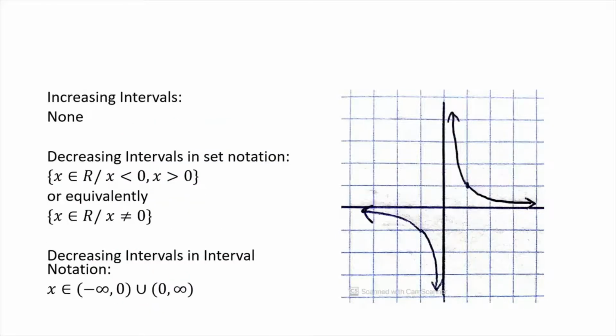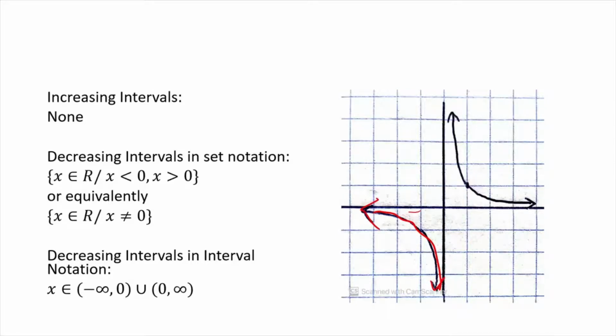Now, our increasing intervals, we have none. There's no point on this curve where if you took an infinitely small step to the right, you would go up. However, our decreasing intervals, we have actually 2 of them. This is a decreasing interval because anywhere on there, if I take a step to the right, I go down. And similarly, the portion on the right-hand side above the x-axis, that is also a decreasing interval.